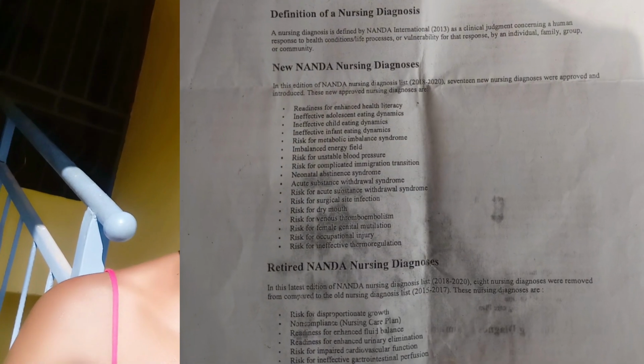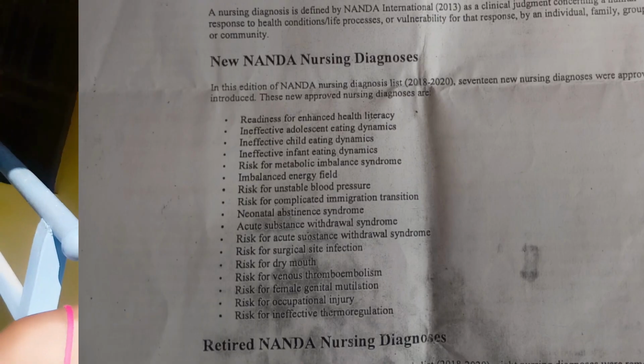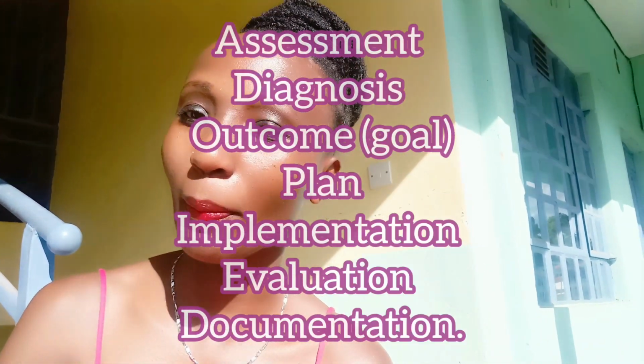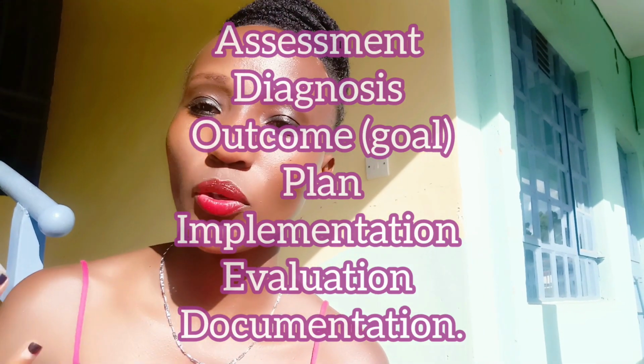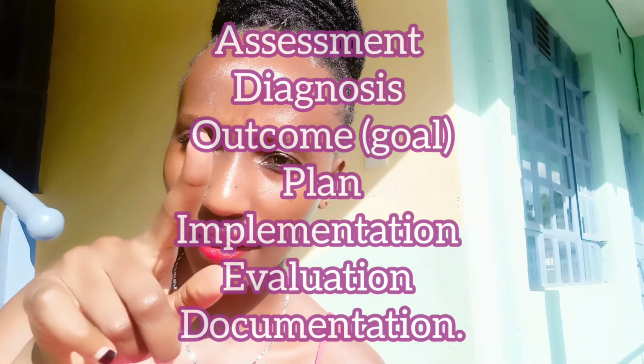So here goes the nursing process. I hope this is going to help you in your future as you make your nursing decisions. This is the most important tool for the nursing process, and that is called the nursing care plan. So the easiest way to remember this is ADOPID. Okay, so A is assessment. I have it there. You can just look it up.